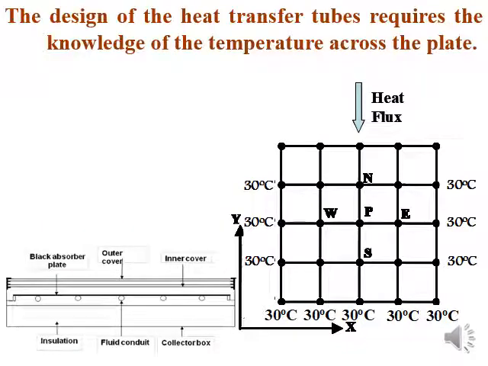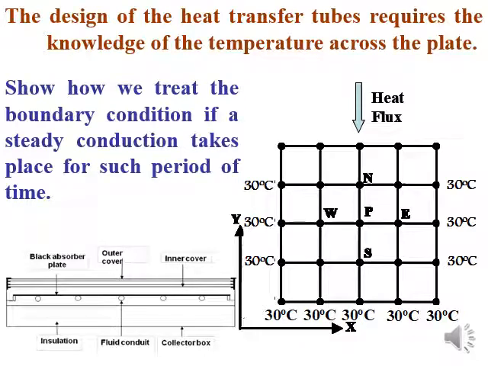So we know that the design of the heat transfer tubes requires the knowledge of the temperature distribution across the plate. So we need to solve this domain knowing the temperatures from beneath. We know that this flat plate is surrounded by air, so that the 30 degrees should surround all sides except the upper surface, because this one is intercepted by the sun rays. Show how we treat the boundary condition if a steady state conduction takes place for such period of time.